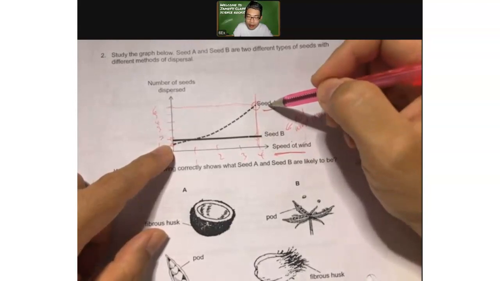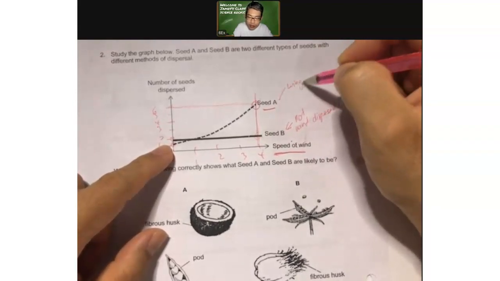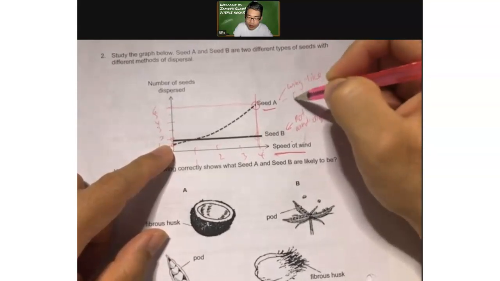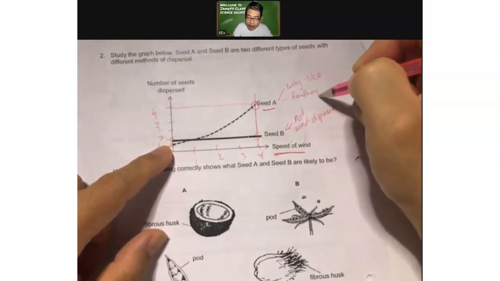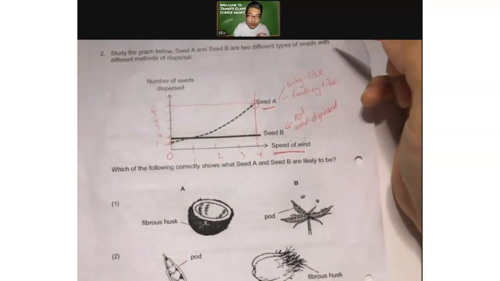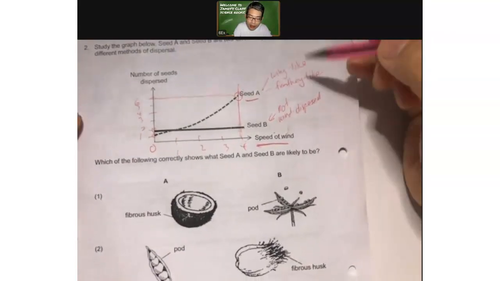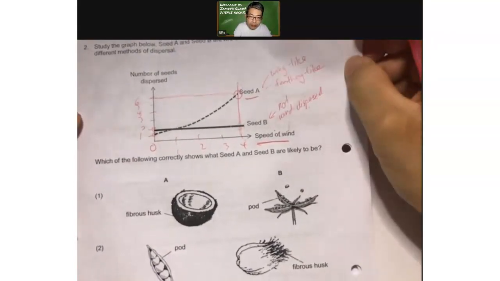But seed A is affected. So seed A might have some structures like either a wing-like structure or something like your feathery-like structure in order to catch this wind and be carried away. Again, a reminder to those in my class, take note of this annotation.